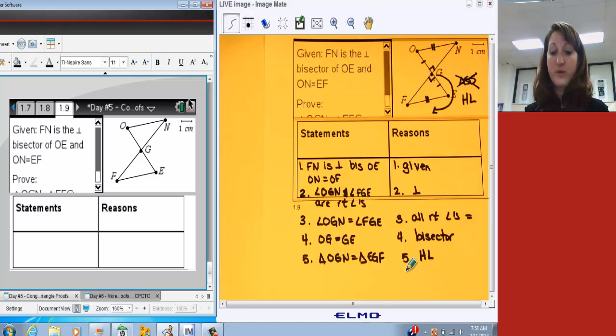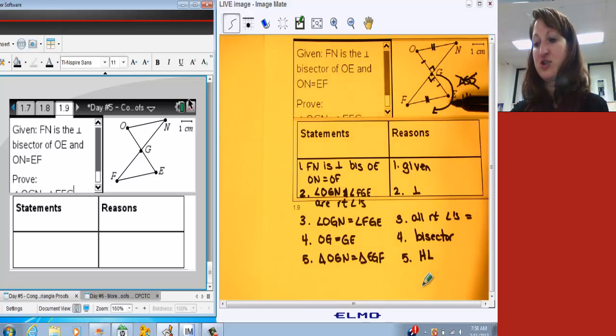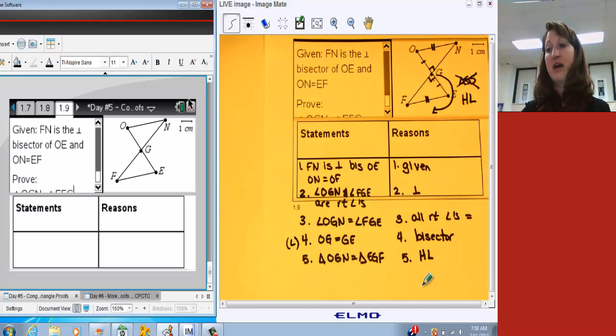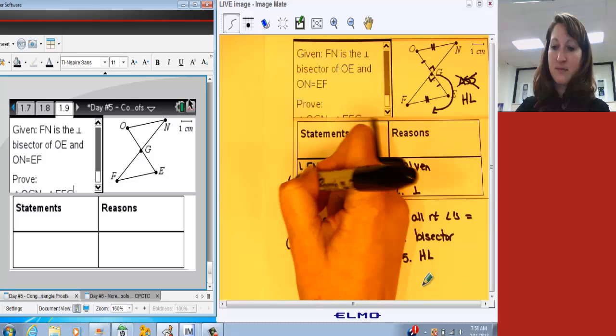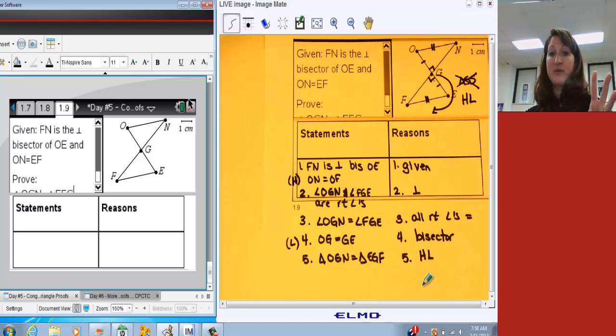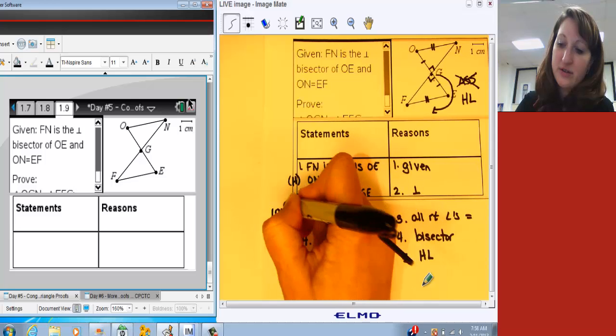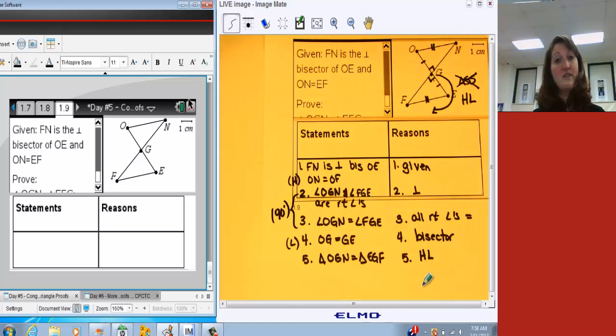Now, a couple of things. I've told you to mark up your proof as you go through with the three pieces of information. So to use hypotenuse leg, you have to show that you have a pair of legs equal. That would be the OG and EG. So this right here is a pair of legs. You have to show that the hypotenuse of one triangle is equal to the hypotenuse of another. That was actually given to us. And the third piece of information is that you still have to show that you have right angles that are equal. So in here, those are our right angles that are equal. So we have everything that we need in the proof, so the proof is complete.